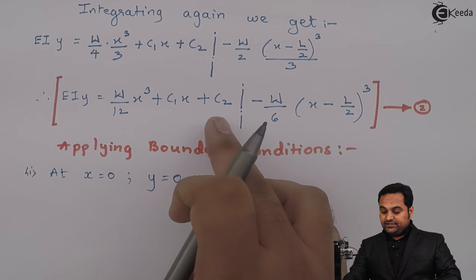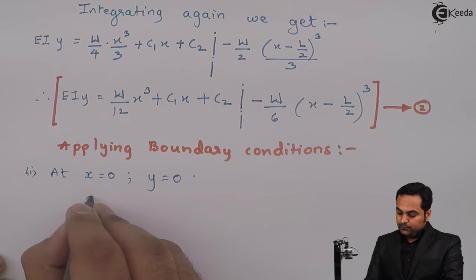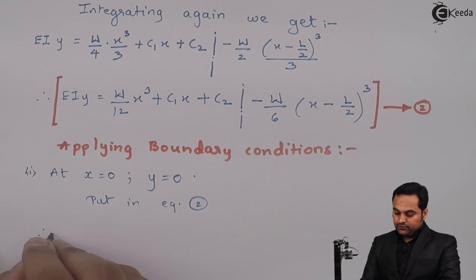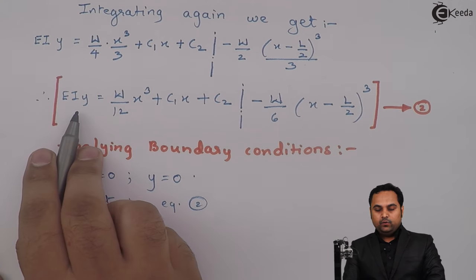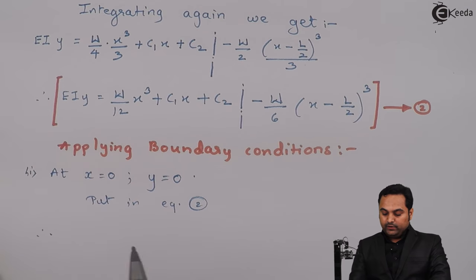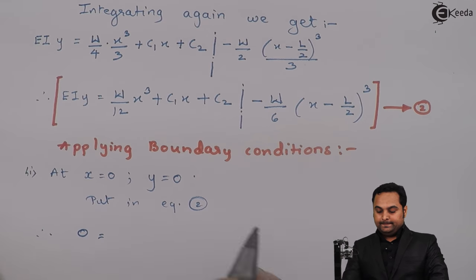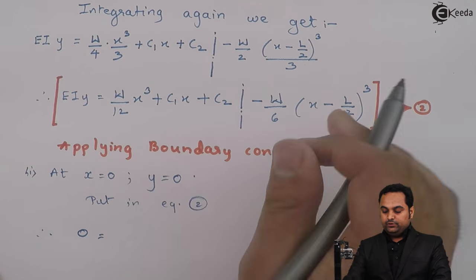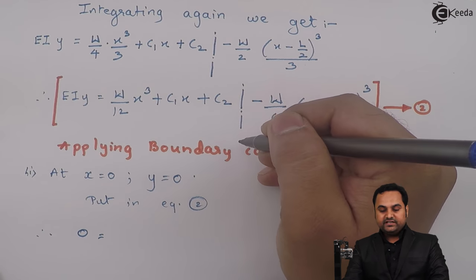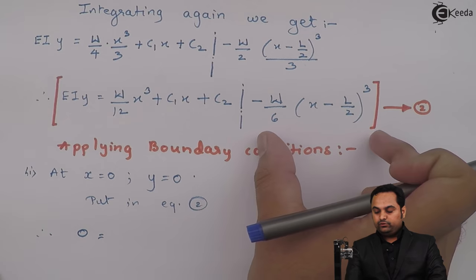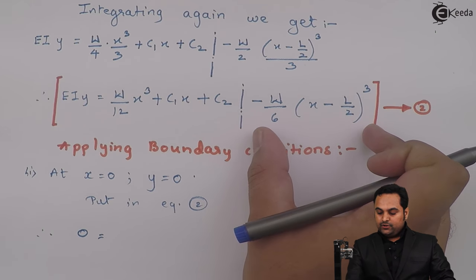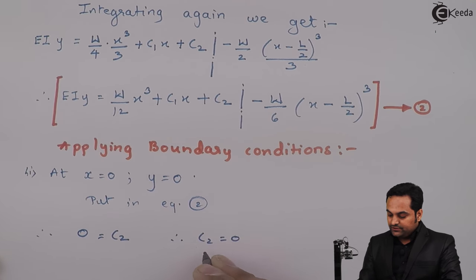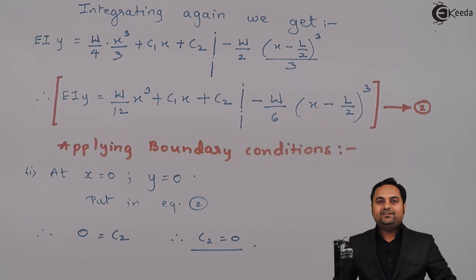So this boundary condition, when I put in equation number 2, here I'll put the y value as 0. So EI into y becomes 0, is equal to, here I'll put x as 0, this term becomes 0, this is 0, plus C2. We have to take the terms only up till the first section when we are putting the boundary conditions. We don't have to consider this section. So only up till this, here I'll get C2 as 0. So therefore the value of C2 becomes 0. This is from the first boundary condition.